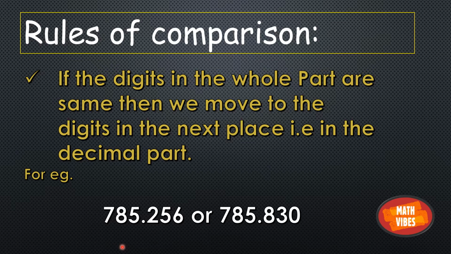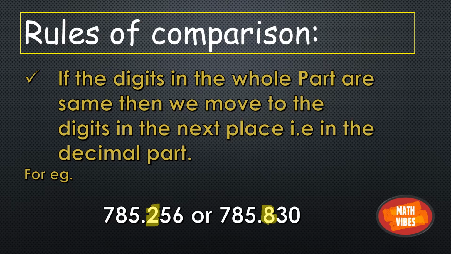Now how? Let us look at these two numbers, 785.256 and 785.830. Here the whole parts are the same. Both the whole parts are 785. So what will we do now? We will look at the first number in the decimal part, which is 2. And here the very first number after the decimal, at the tenths place, is 8.